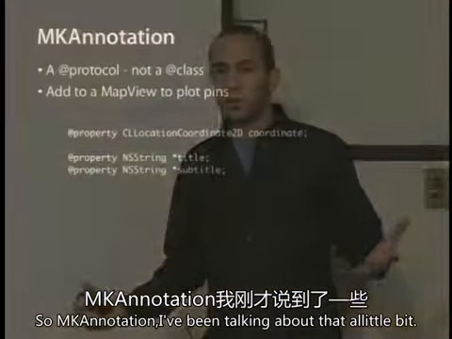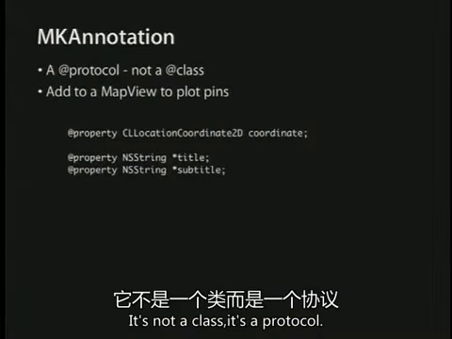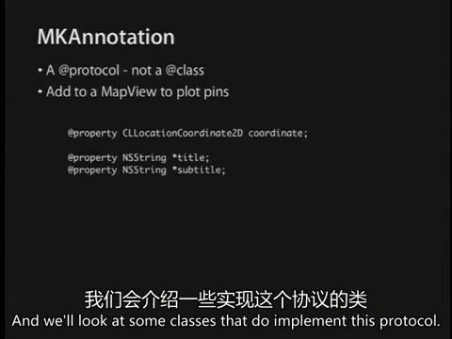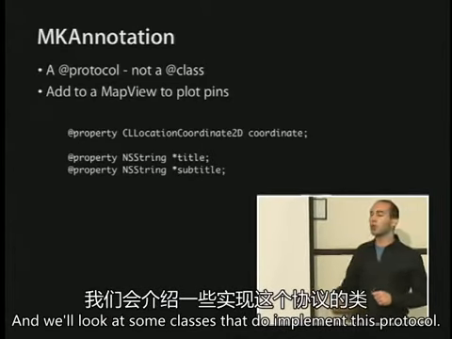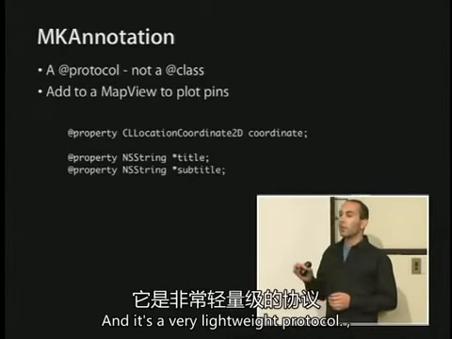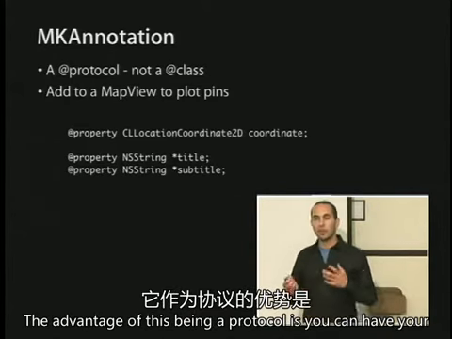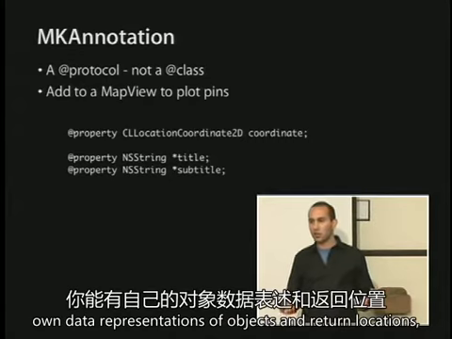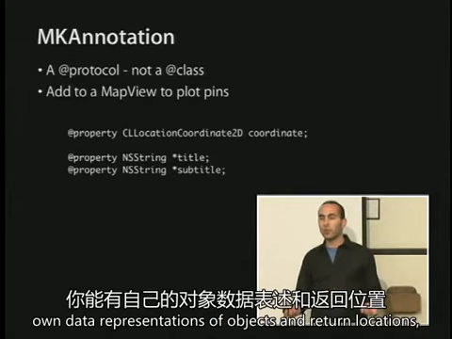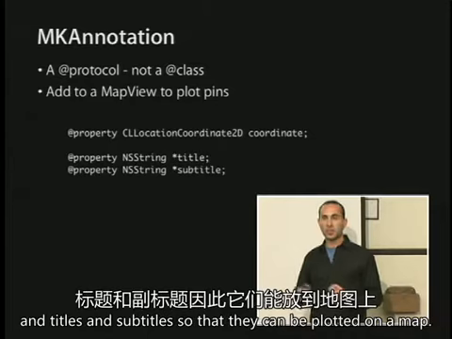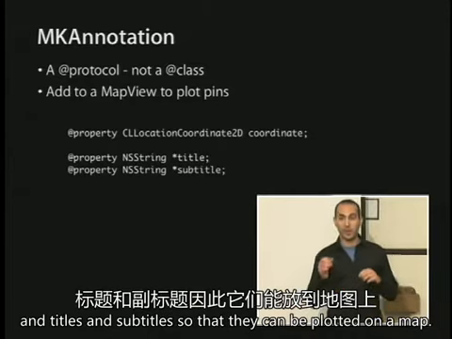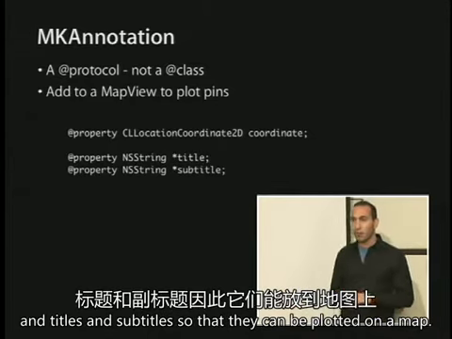So MKAnnotation, I've been talking about that a little bit. It's not a class, it's a protocol. And we'll look at some classes that do implement this protocol. It's a very lightweight protocol. The advantage of this being a protocol is you can have your own data representations of objects and return locations and titles and subtitles so that they can be plotted on a map.